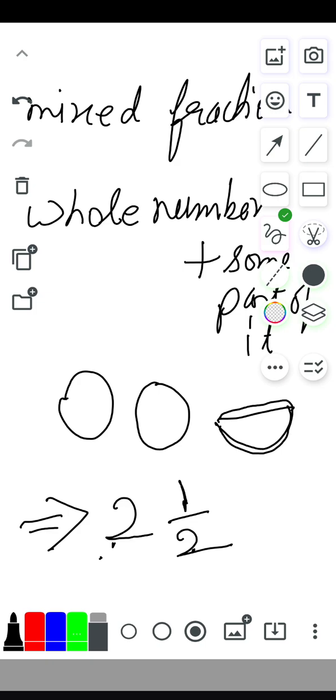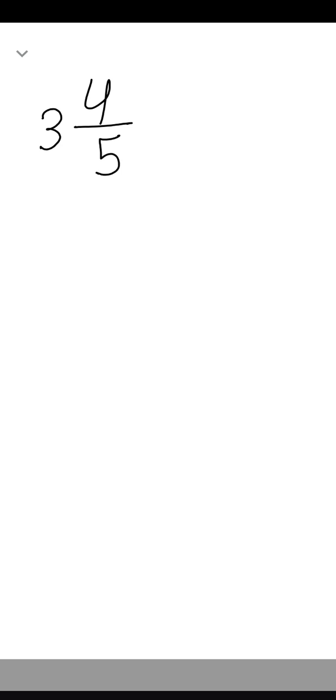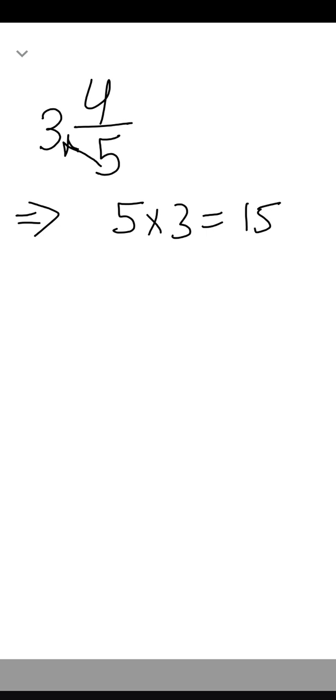So here we have, I just write one example. Suppose this time I have written 3 whole 4 upon 5. So how can we write it in the form of an improper fraction? From this, 5 multiplied by 3. What is this coming here? 15. And to this you add 4. When you are adding, you are getting 19.